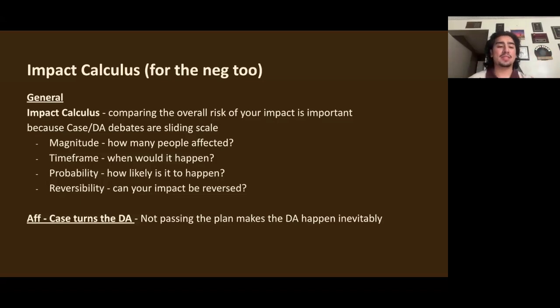So the very first part of the affirmative speech against the disad must be impact calculus. You want to start off by saying case outweighs. First is magnitude. Here's why. Second is time frame. Third is probability. Fourth is reversibility. And then fifth, case turns the disad. Give your explanation. And then that's your first part.